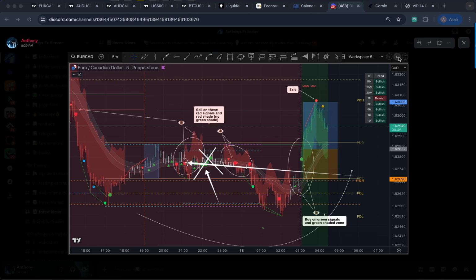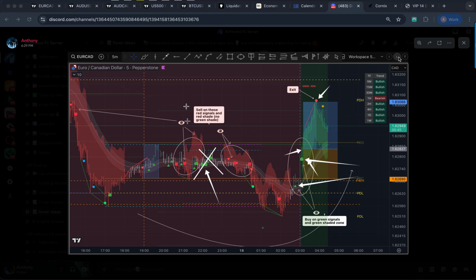We have the red signal, right? So the green signal, that's the first one that fires. We need to see that and that in close proximity. And then you have to be within this green shaded zone that's following price. Then we take that trade. That's your exit signal. This is scalping.